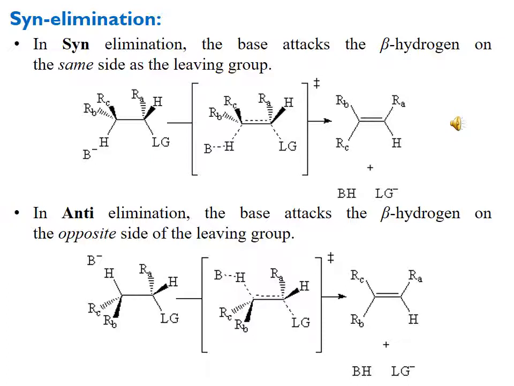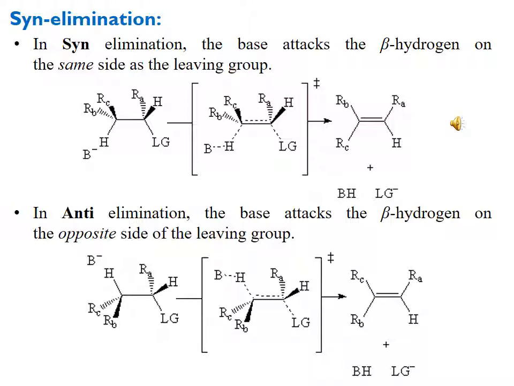Here you can see first the syn elimination, in which the base attacks the beta hydrogen on the same side as the leaving group and we get the alkene. In anti-elimination, the base attacks the beta hydrogen on the opposite side of the leaving group and we get the alkene product. So the basic difference between syn elimination and anti-elimination is the attack of base on the beta hydrogen and the position or configuration of the leaving group in the molecule.